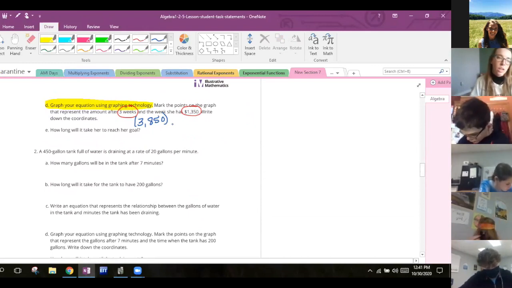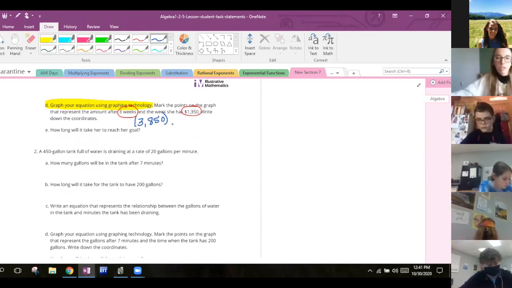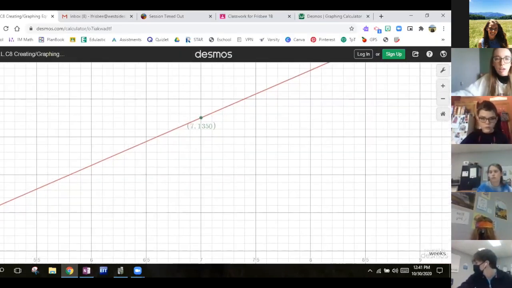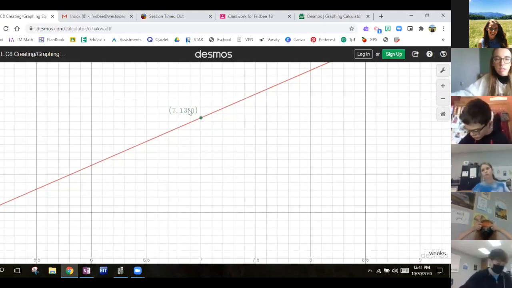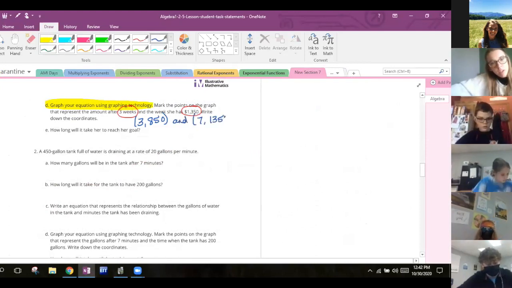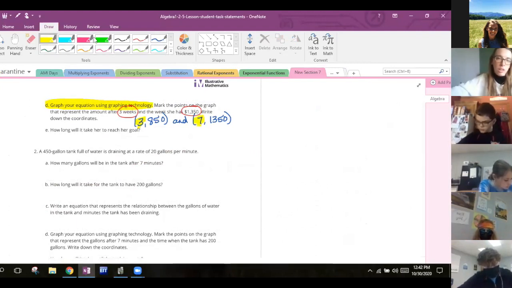All right, now it also wanted us to write down the coordinate for when she has $1,350 in her account. So let's go back to our graph. We know our Y value tells us when we have 1,350. So what week was that? 7 weeks. Okay, so we're going to write that coordinate down. So that was (7, 1,350).